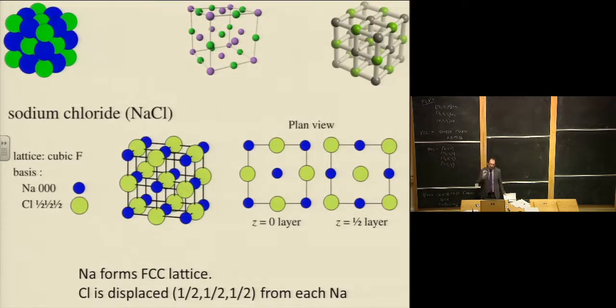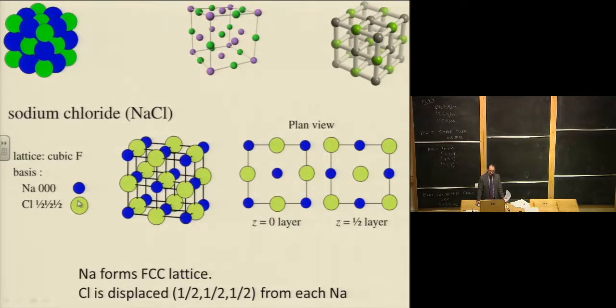If I just tell you it's an FCC lattice, immediately you know that the conventional unit cell will have 4 lattice points in it. On the position of the lattice at 0, 0, 0, there's a sodium, blue, and then displaced from that by a half, I put a chlorine. So I only have to describe to you 1 sodium and 1 chlorine to tell you everything once I've told you it's an FCC lattice.